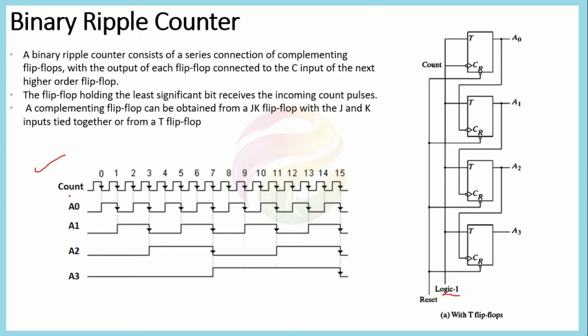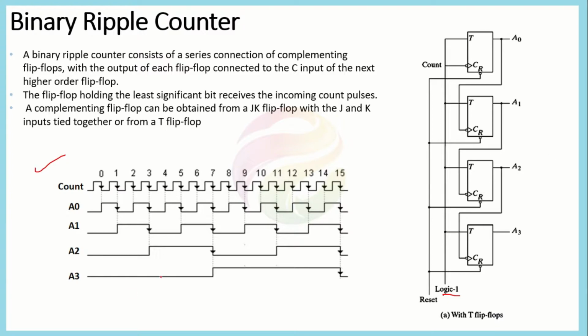Suppose we have a count signal that is actually representing the main clock signal of the circuit. Because all these are operating on the negative clock edge, that's why we are representing each negative edge by an arrow. So all the negative edges involved in this pulse train are represented by these arrows.